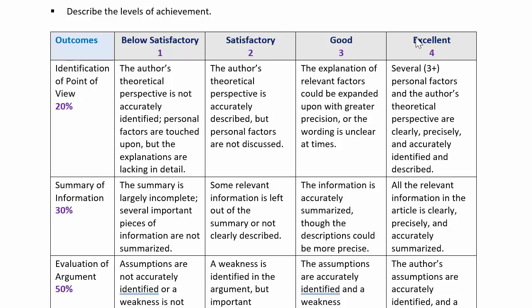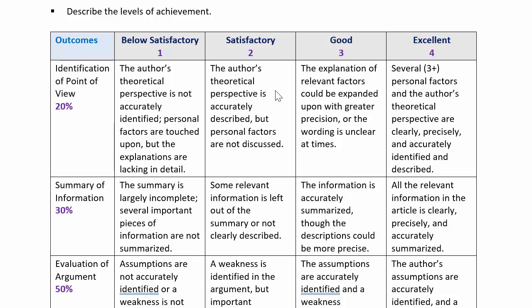What is excellent performance? Several 3+ personal factors in the author's theoretical perspective are clearly, precisely, and accurately identified and described. Note that you have those standards there in the description: clarity, precision, and accuracy. If the student's at the good level, the explanation of relevant factors could be expanded upon with greater precision, or the wording is unclear at times. So there's some weaknesses with clarity and precision.